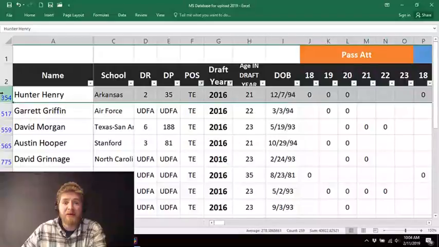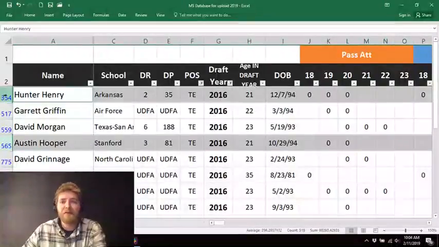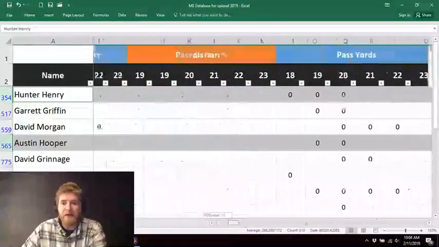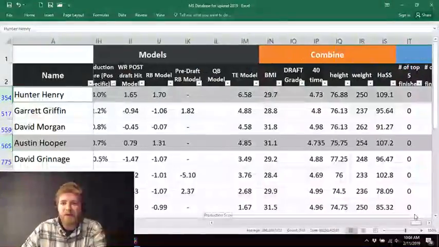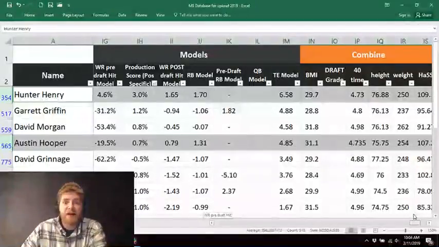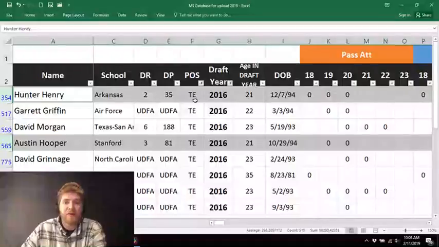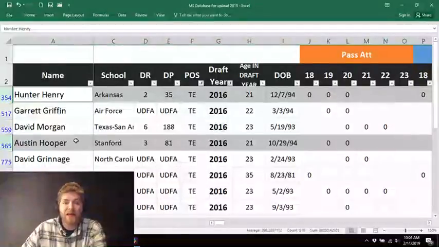2016, it had Henry ranked above everyone else. Austin Hooper was my buy last offseason, and that worked out. And again, that 3-year rule. Let's see how they scored. Yeah, Hooper 0.7, Hunter Henry 3%. And again, just sorting by draft round and then production score would have got you on both of those guys, right? And in that order, Henry over Hooper.